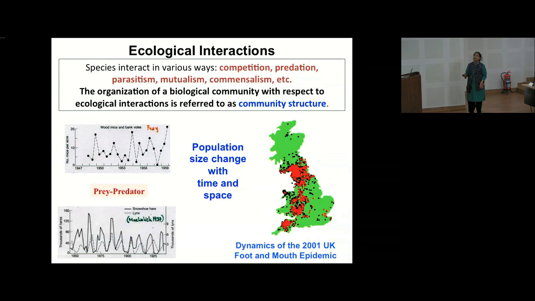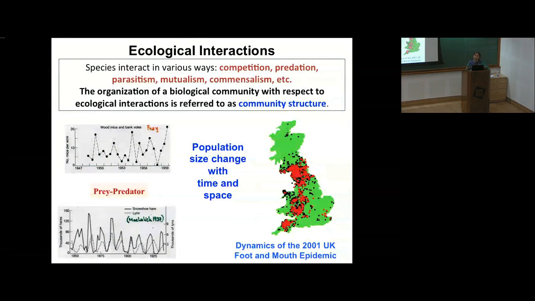The people doing the modeling for this were very interested in finding out what is happening. They wanted to know the connectivity pattern among these farms and all that. So basically, they are looking at population size change with time and space, whether it's a disease-causing organism or some kind of ecologically interacting organism. Here also, there is interaction, because there is a virus and there is a host. And here, these are predators and prey. The ecology is very similar, therefore the models are also very similar.